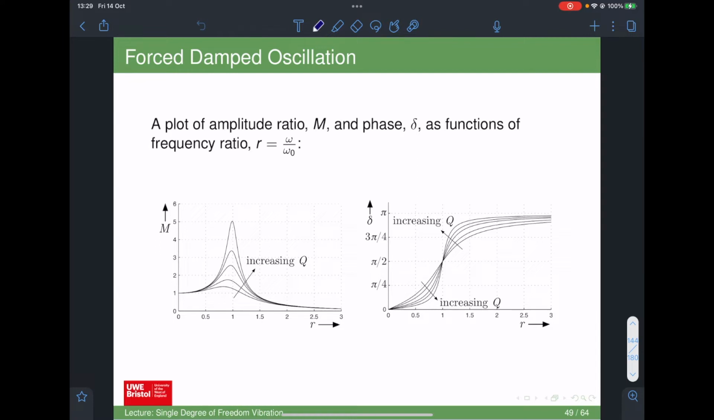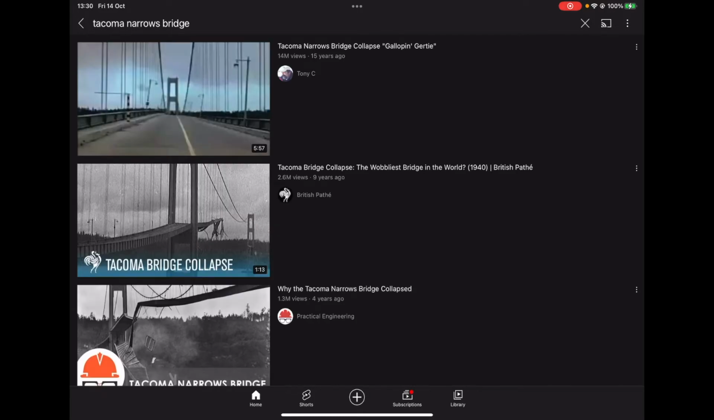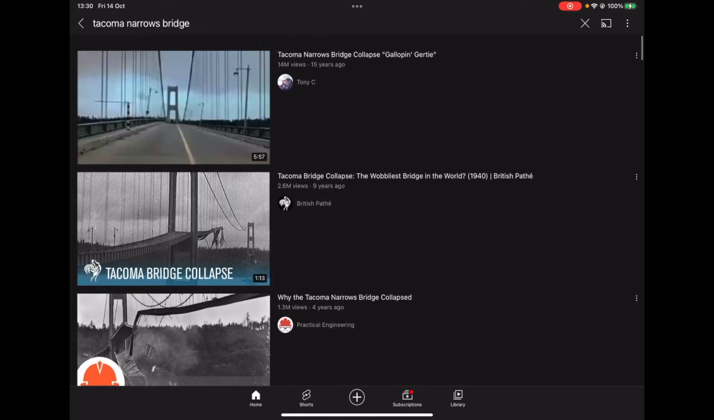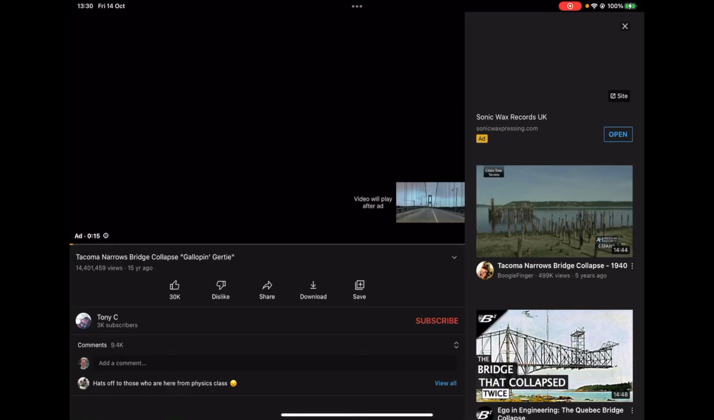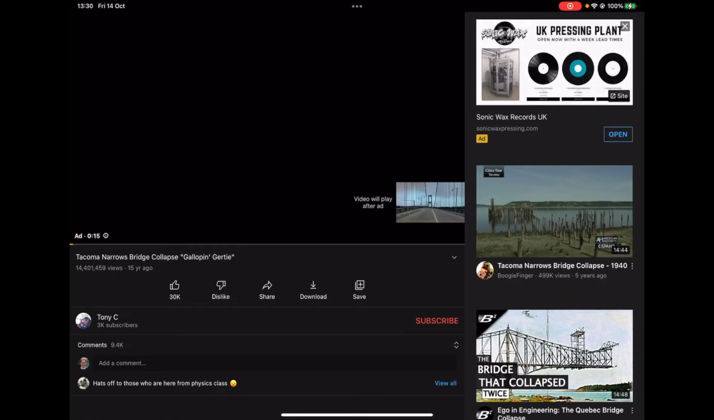You've all seen the Tacoma Narrows bridge collapse. This was a bridge built in the States in the 40s, and they made some miscalculations with the bridge design.